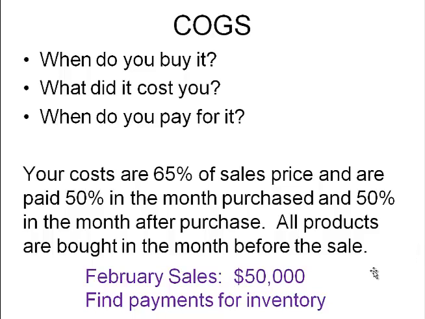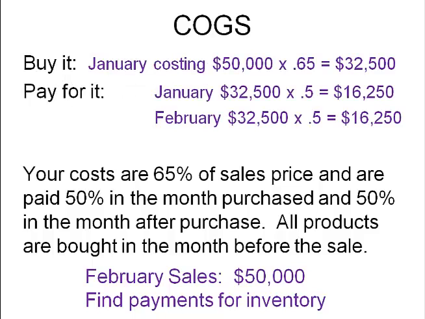All right, so here's an example. What if February sales are $50,000? When would you pay for the inventory relating to that sale? So when would you buy it? You would buy it the month before you sold it. So that would be January. What did it cost you? It cost you 65 cents for each sales dollar, 65% of sales. When did you pay for it? You paid for it half in the month purchased, so half in January and the other half in February. And so those payments, the $16,000 in January, February, would go in your cash budget.